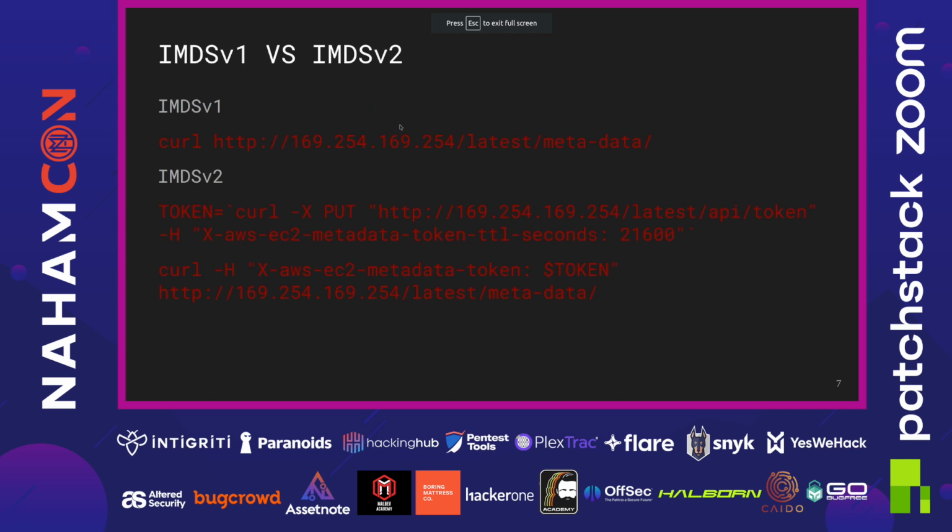So what are the differences between version 1 and version 2? In version 1, which was the demo that we just walked through, we see that it's just a GET request to the instance metadata IP.